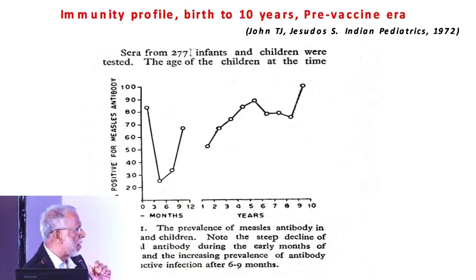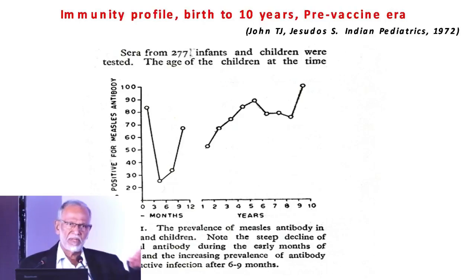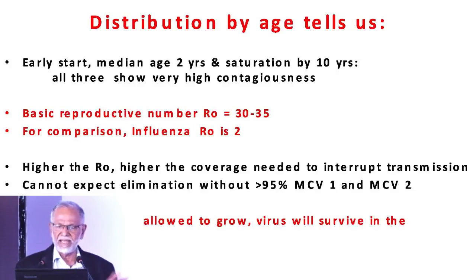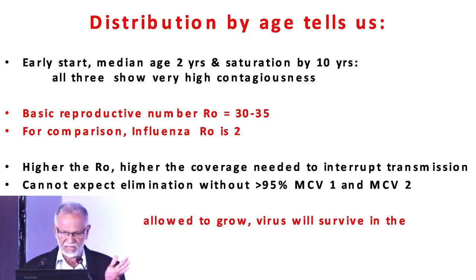Median is about 2 years. Median meaning 50% of children had got infection and antibody prevalence. That's an important number. So the distribution by age tells us that it's early start, median age at 2 years, saturation by 10 years, and all three show very high contagiousness.